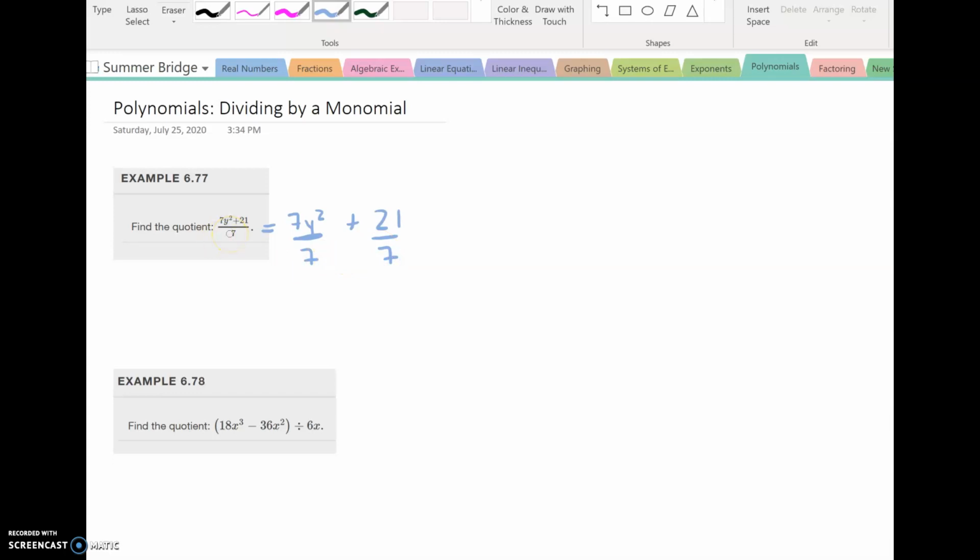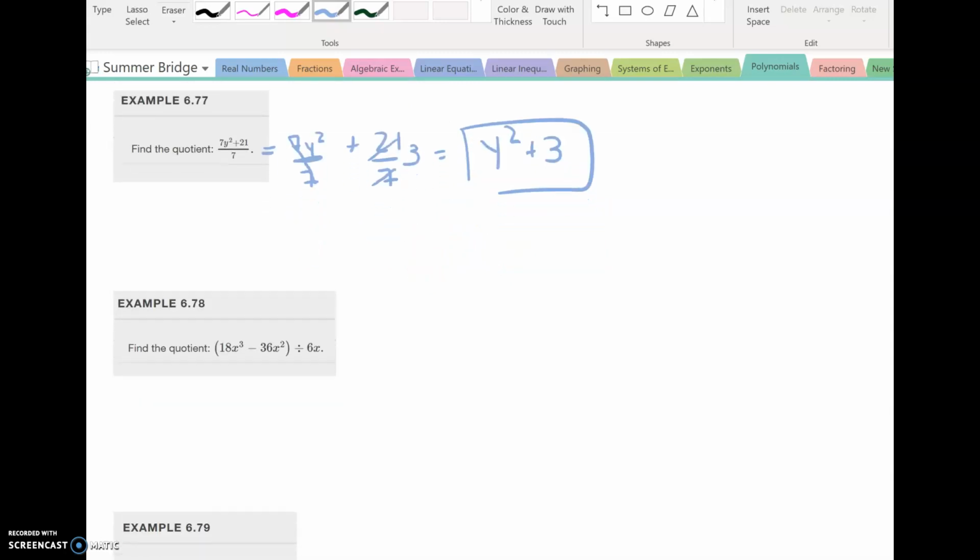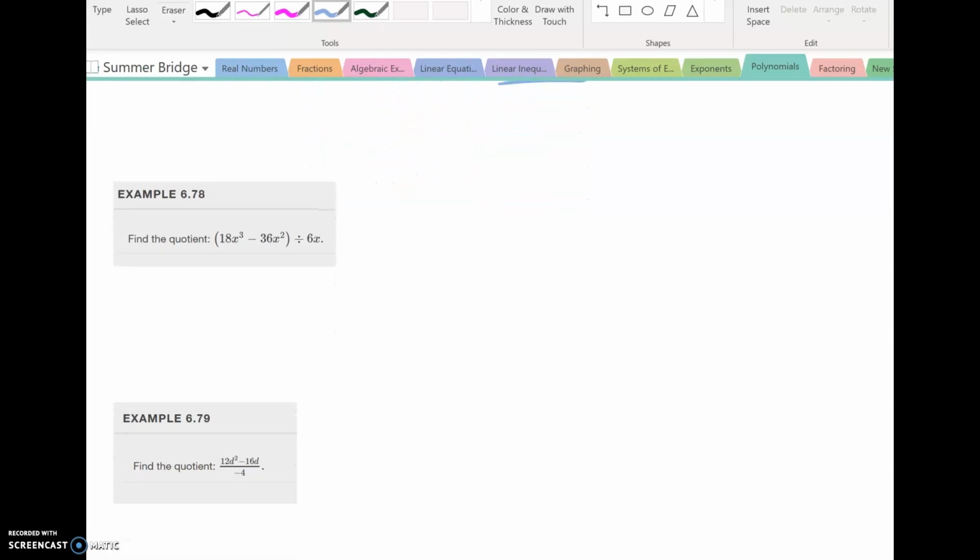So these two are equivalent, and that makes our lives a whole heck of a lot easier when we're trying to simplify, because 7 divided by 7 is 1, and 21 divided by 7 is 3. So now I end up with y squared plus 3, which is a lot easier than having to do long division for something like this. So let's move on to the next one here.